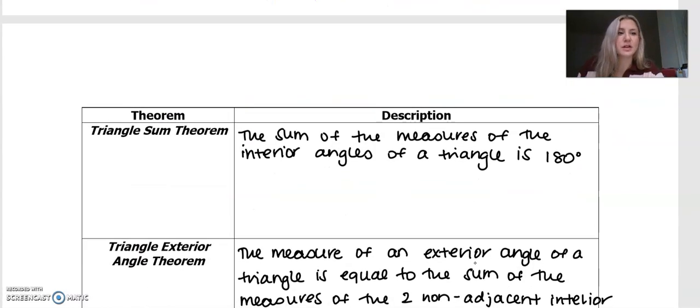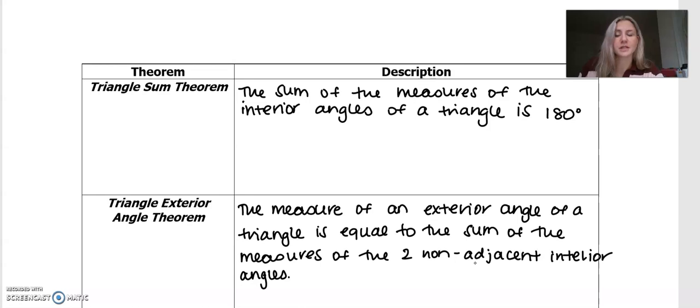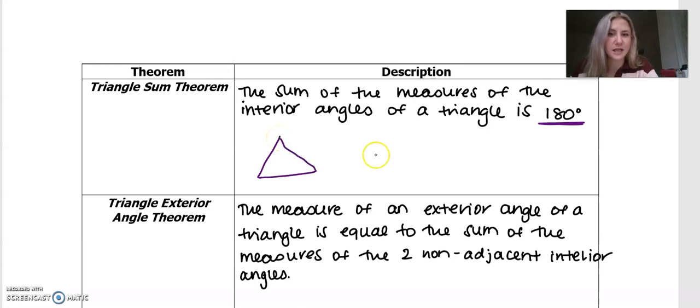So we've got some theorems here to chat about. The first one is the triangle sum theorem. The triangle sum theorem we are going to reference all year long. It says the sum of the measures of the interior angles of a triangle is 180 degrees. Guys, every single time, it doesn't matter if I draw a triangle that looks like this, or a triangle that looks like this, or a triangle that looks like this.